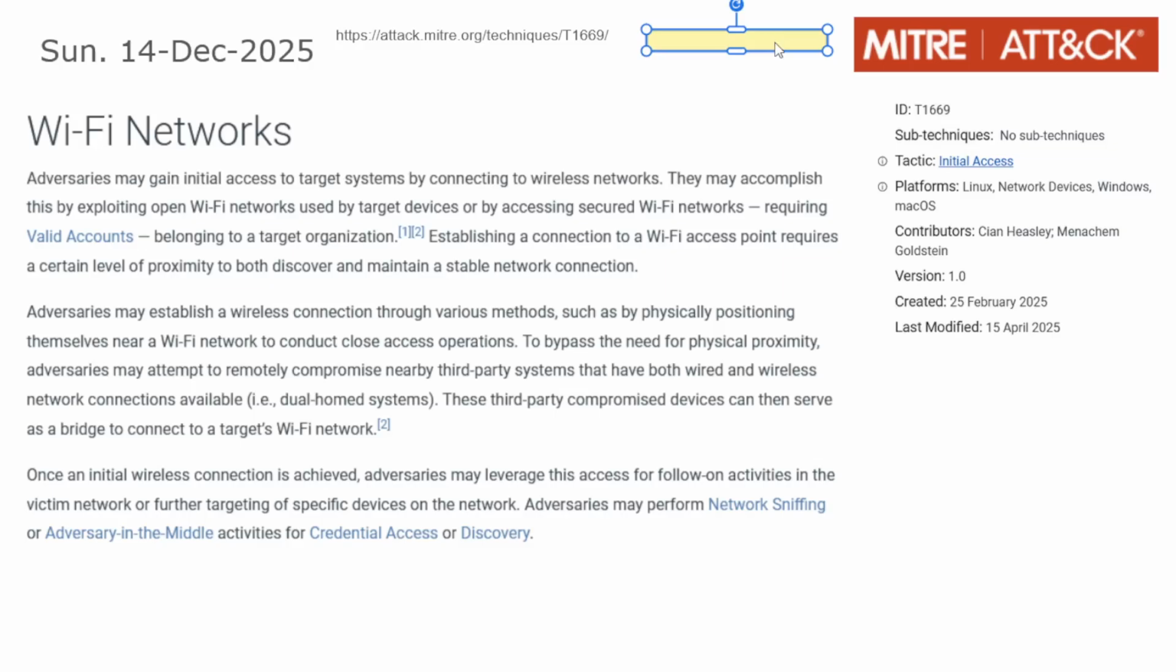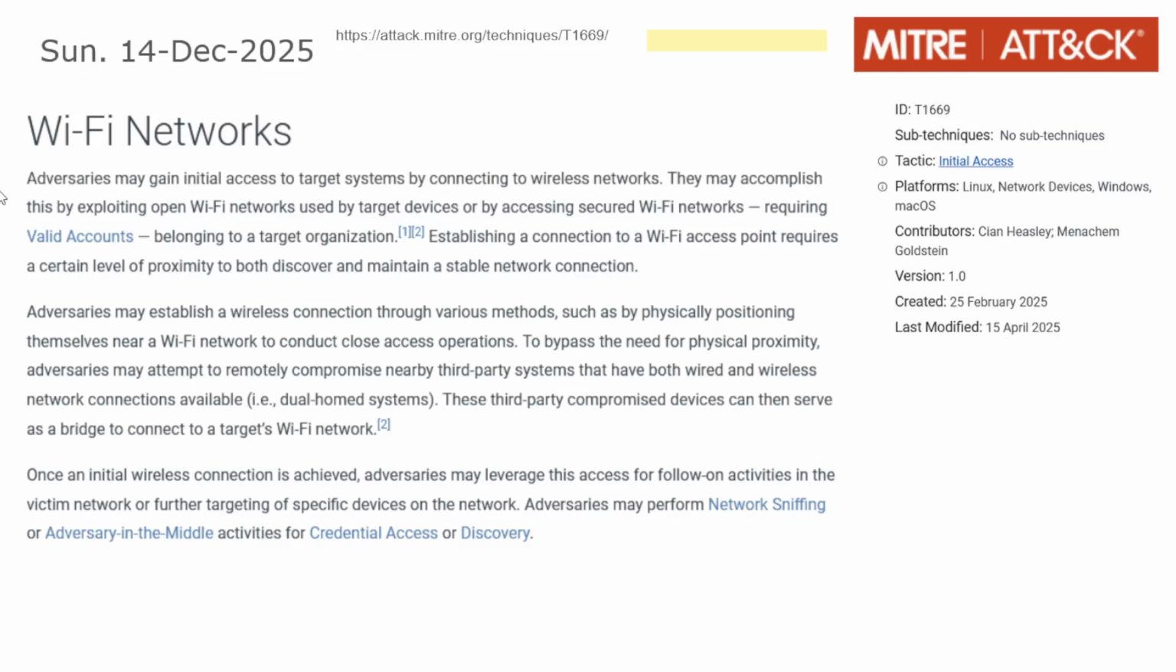So yeah, it's a quick video, probably 10 minutes or so. There's not much on the MITRE ATT&CK website here, but nevertheless, it's good information. So we are in the initial access phase again. Platforms are Linux, network devices, Windows and macOS. We have some contributors here, and that stuff was last modified in April.